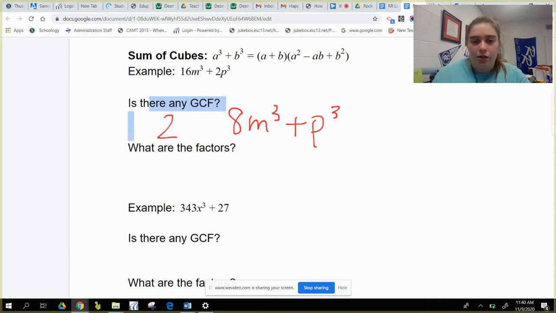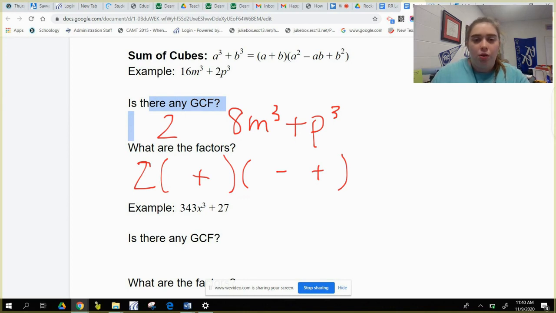Okay. All right, so now let's look at our factors for this. So we have 2 as our greatest common factor. This first binomial is going to add. This next one, we're going to have a minus and then a plus.